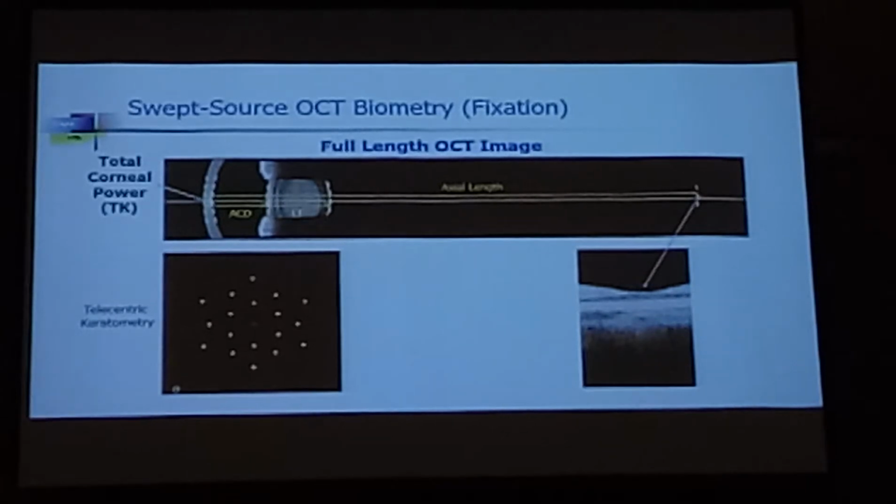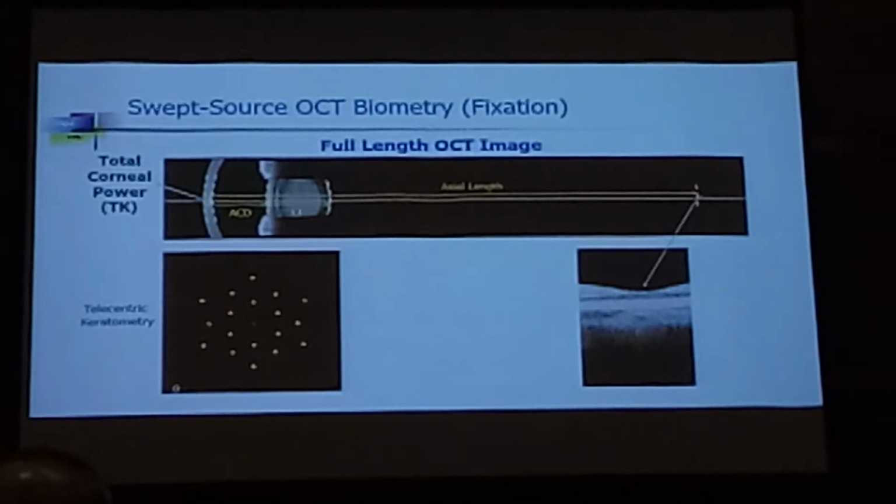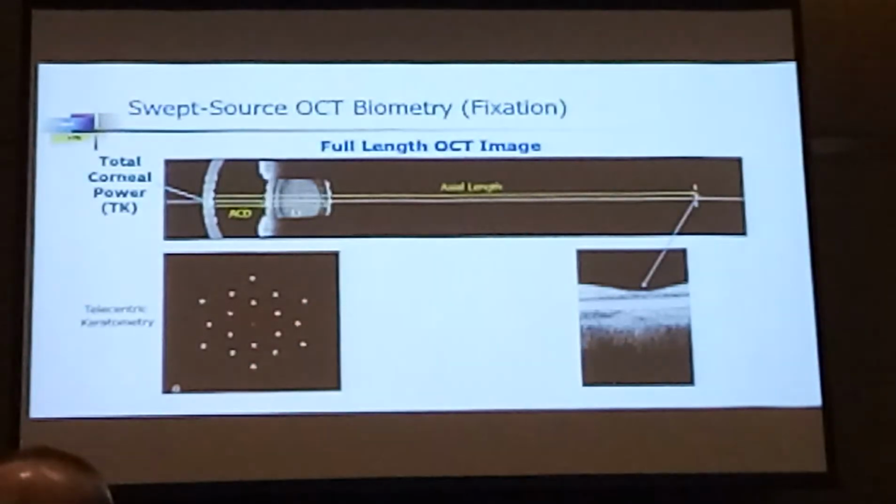This is the swept source OCT. If you put all three biometers together and compare them, the ultrasound does not have keratometry. You have to have a keratometer. For the other optical biometers, it is integrated. They may use a different technology, but they are integrated.